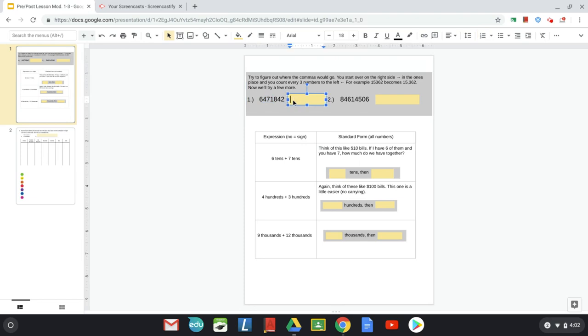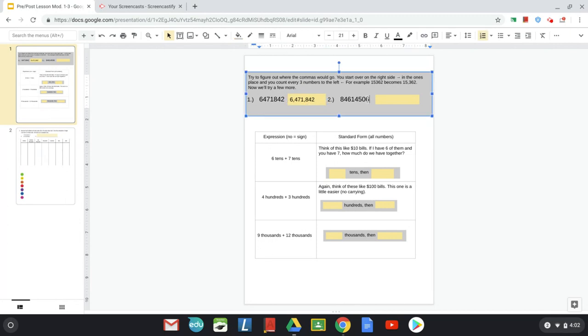Then I'm just going to retype that where it is. Don't start at 6, 4, and 7. Those don't go together. It's a 6, then the comma, 471, then the comma, and then 842. And again, listen as I read it, and I'll say the name of the place at the comma. 6,471,842.